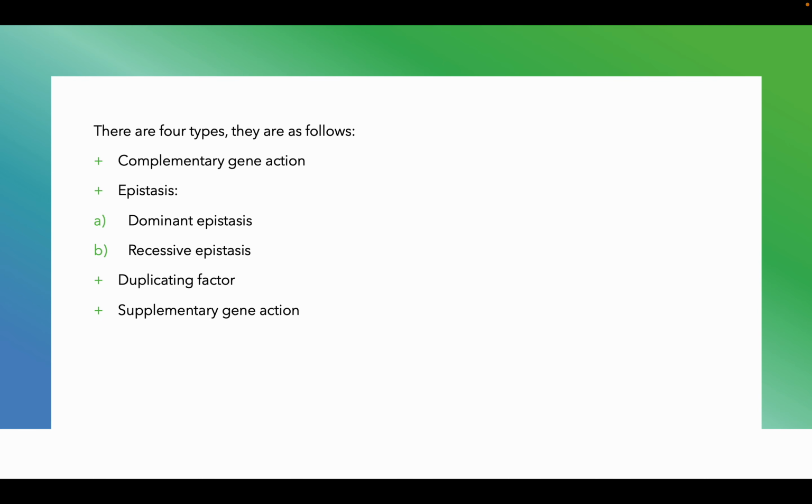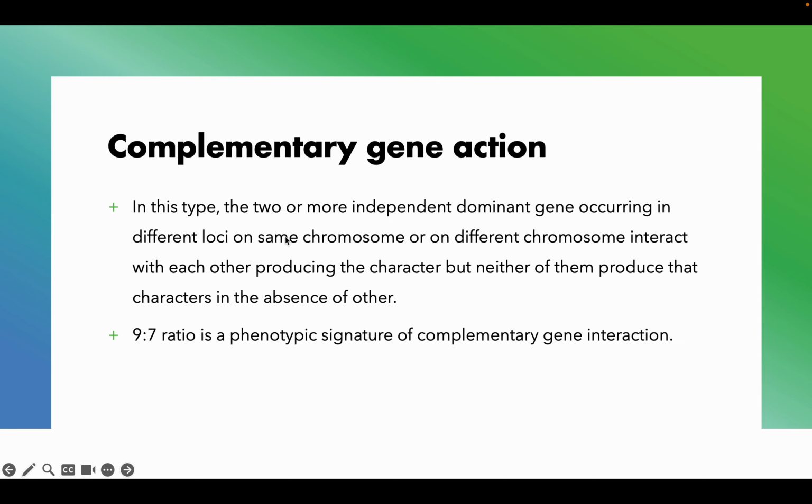First we are going to talk about complementary gene action. In this type, two or more dominant genes, which can be present on the same chromosome or on different chromosomes, interact with each other to produce the character. But if the other one is not present, it will not produce it. Suppose there are two genes which are controlling the expression of some character like height.